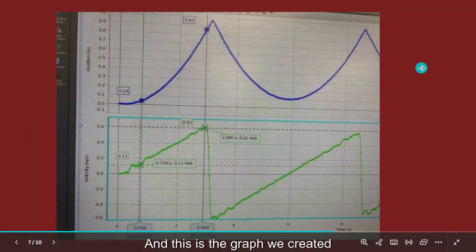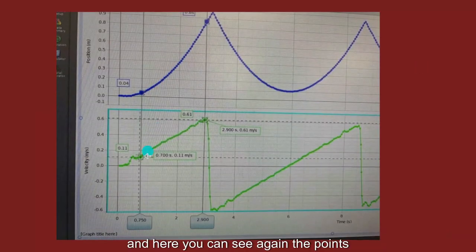And this is the graph we created. And here you can see again the points plotted to where we have our initial and our final velocity.